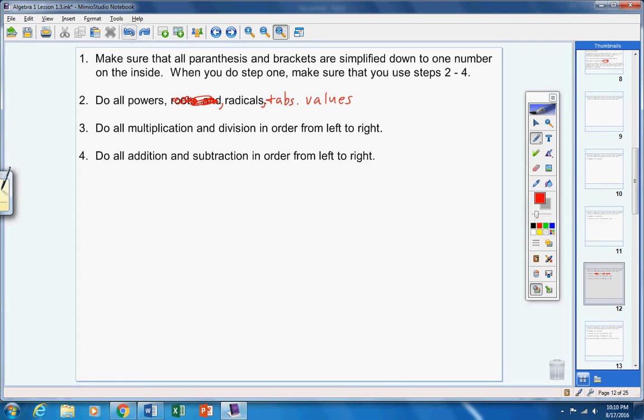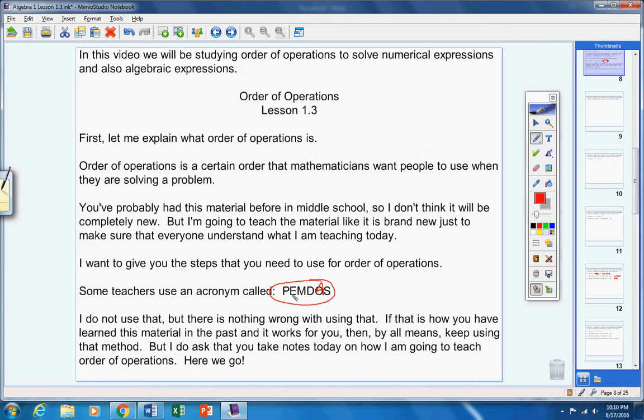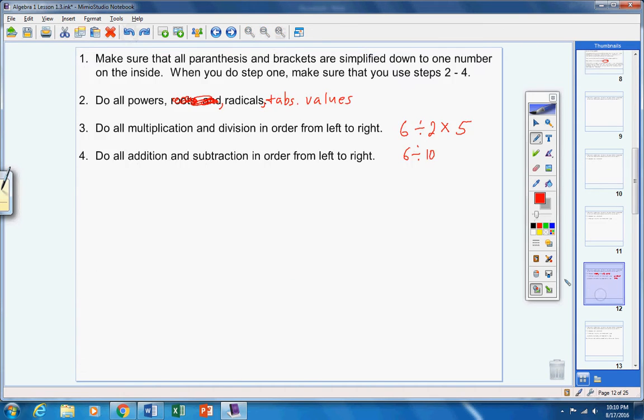Go ahead and copy all of this down. And then next you do all multiplication and division from left to right. And then do all addition and subtraction from left to right. Now, when I say multiplication and division, if you have 6 divided by 2 times 5, some students think you do your multiplication first. 2 times 5 is 10, and then you have 6 divided by 10. That's wrong. And that's one of the problems I have with PEMDAS, because it says multiplication and then division. That's really not correct. You do all multiplication and division as you see them from left to right.